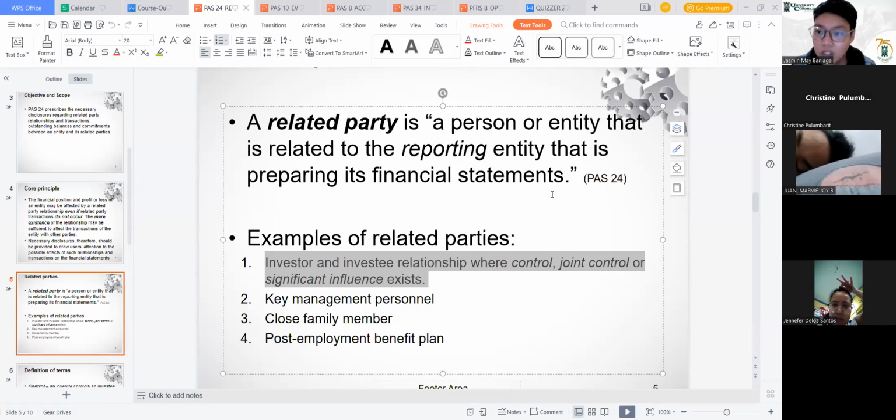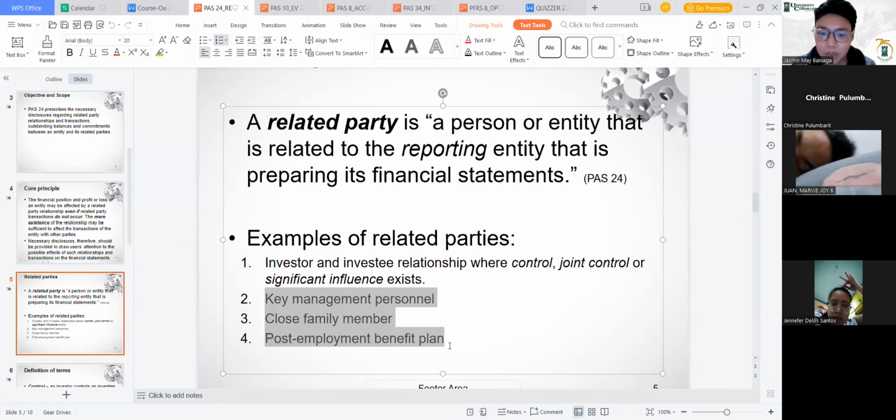Material might be 10% or more. It might depend on the different scenarios of the reporting entity. But here, control, joint control, or significant influence exists between us and the investor. He or she might be a related party, or the said entity might be a related party.